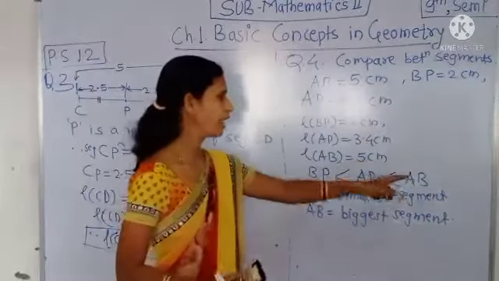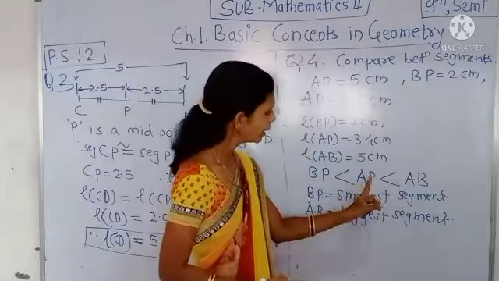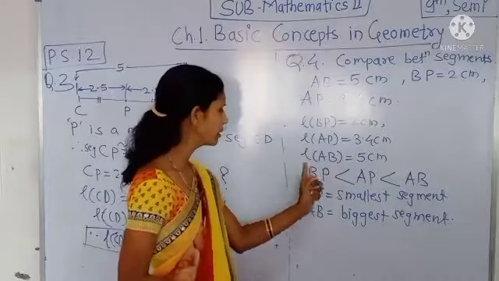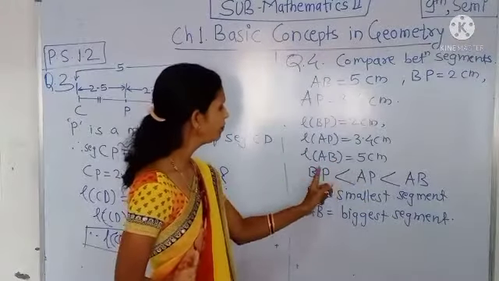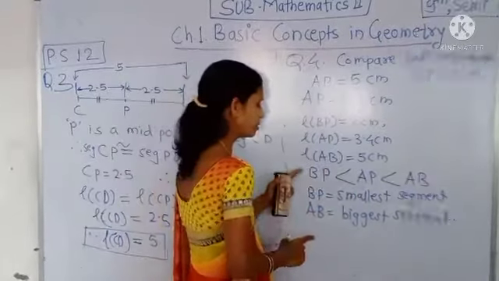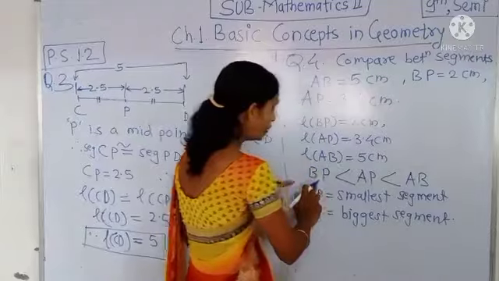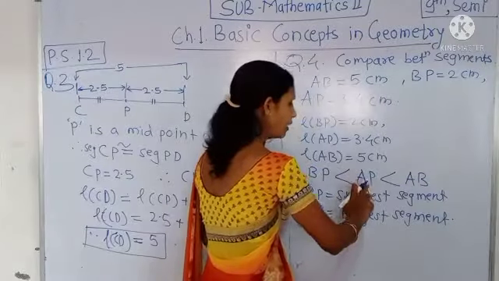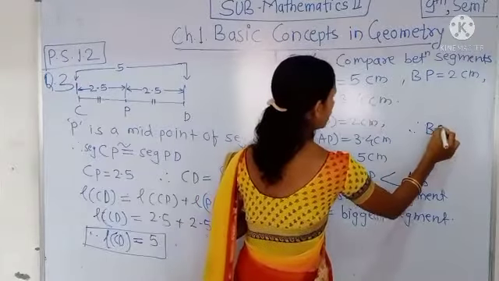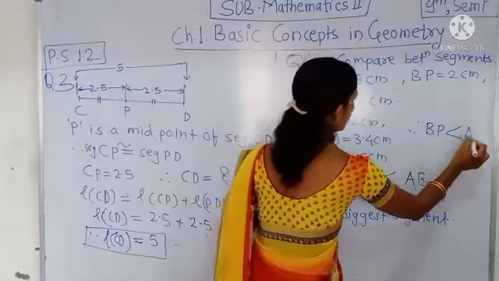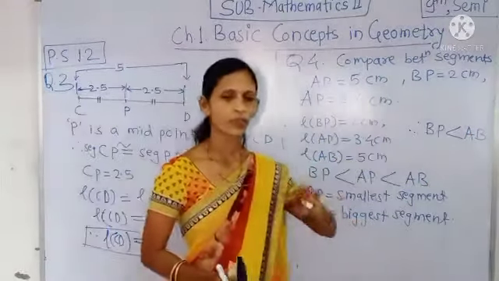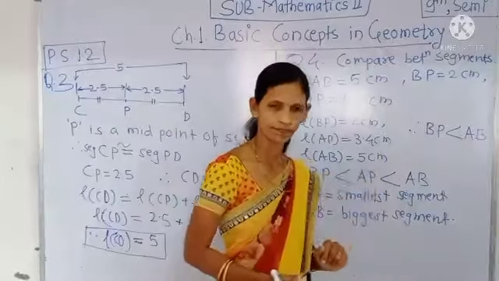That means here AB is greater than AP and AP is smaller than AB, as well as AP is greater than BP and BP is smaller than AP. As well as one more comparison is there: as BP is smaller than AP and AP is smaller than AB, therefore we can write BP is smaller than AB. That is according to the property of transitivity.